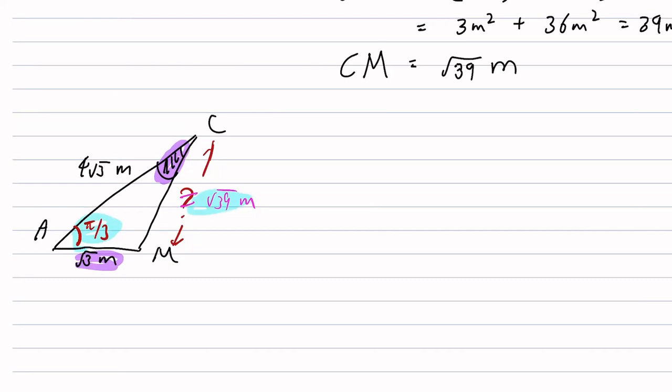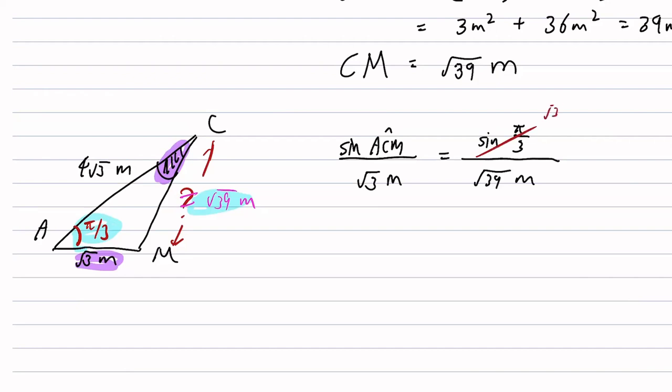So that means we have sine of angle ACM divided by root 3m equals sine of pi over 3 divided by root 39m. What's sine of pi over 3? Sine 60 degrees, root 3 over 2. Is that okay? Can you work it out on your own? Root 3 over 2. Then what do we want? Sine angle ACM on its own.